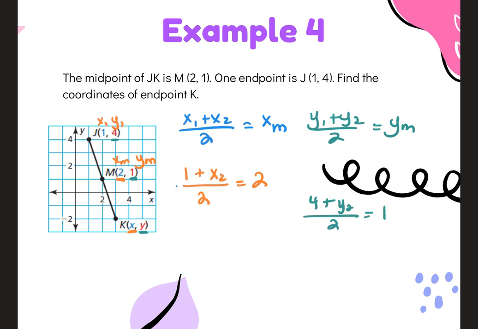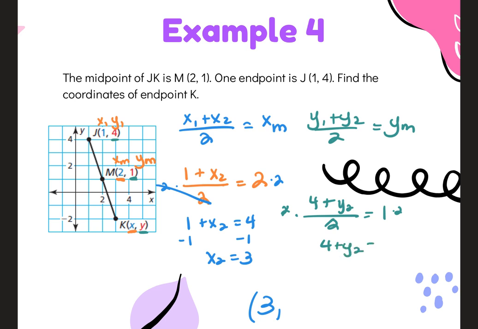So then to solve here, I can multiply by 2 on both sides. It will cancel from here. I get 1 plus x2 equals 4, and then subtract the 1, and x2 is 3. That's the x coordinate of the endpoint. And then on the right, multiply by 2. These cancel. 4 plus y2 equals 2. Subtract 4, and y2 equals negative 2.